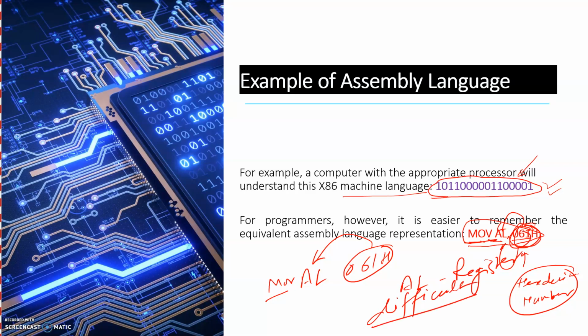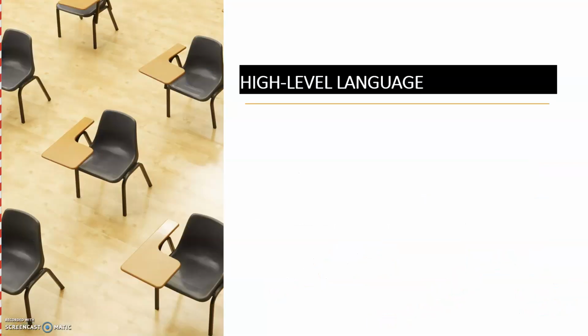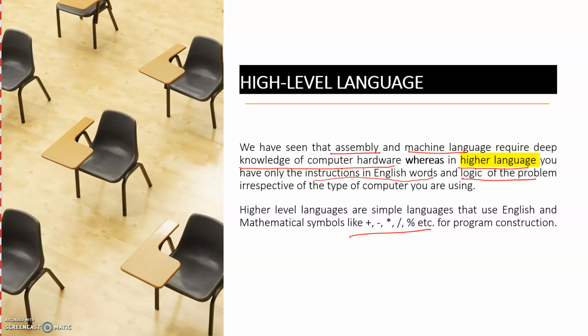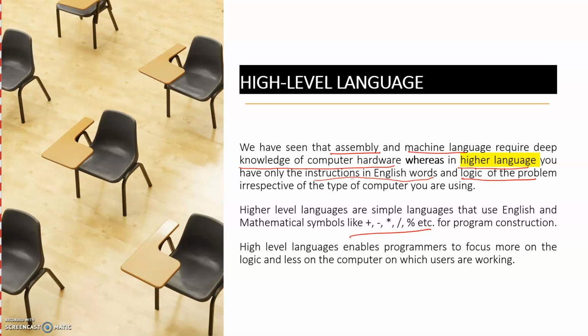So in order to make this whole idea simpler, we use another language type, which is high level language. In high level language, we use simple English. We have seen that assembly language and machine language require deep knowledge of computer hardware, whereas high level language uses simple English words to write the instructions and logic. We use different symbols and mathematical notations. High level languages enable the programmer to focus more on the logic rather than dealing with number systems.